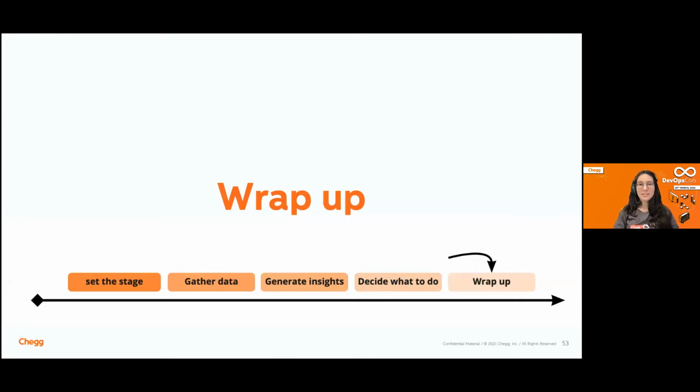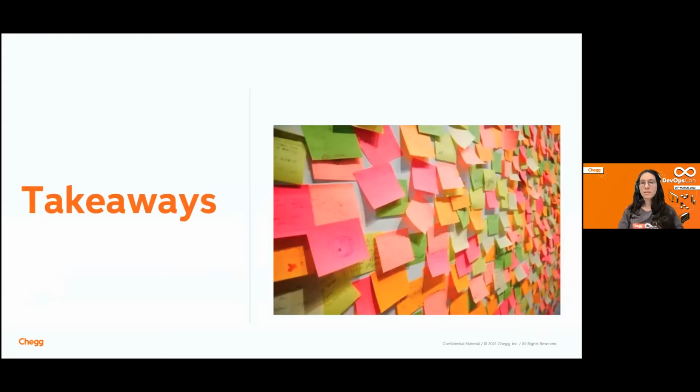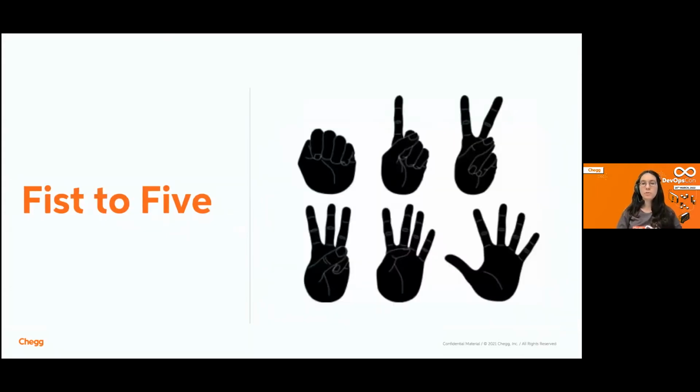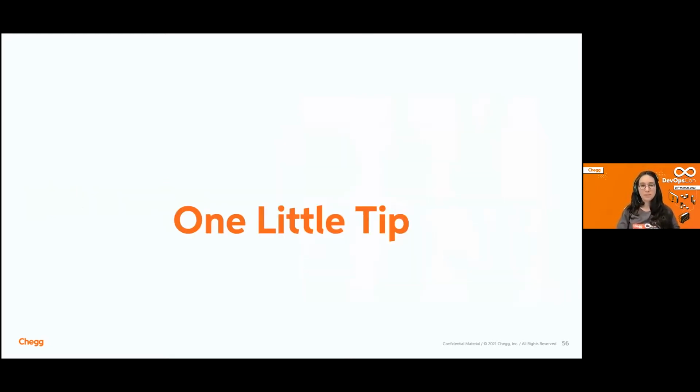Last but not least, the wrap up. You can ask the team to write takeaways. Everyone can write a sticky note with the most remarkable things they have learned during the retro. Another great idea to get feedback on how the retro went is the Fist of Five technique. Ask the team to rate the meeting from 0 to 5.